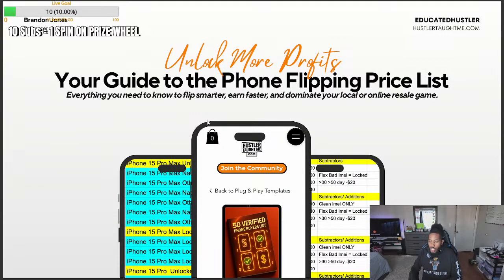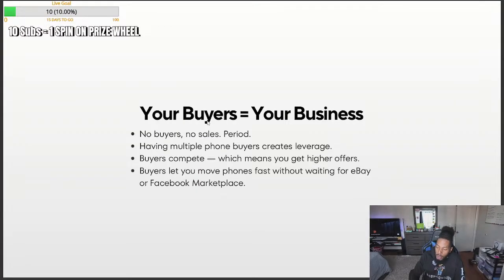So, your guide to the phone flipping price list. Everything you need to know to flip smarter, earn faster, and dominate your local or online reselling game. Your buyers equal your business. No buyers, no sales, period. Having multiple phone buyers creates leverage. Buyers compete, which means you get higher offers.